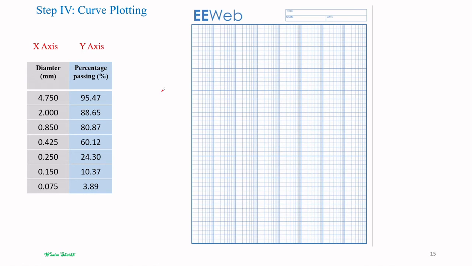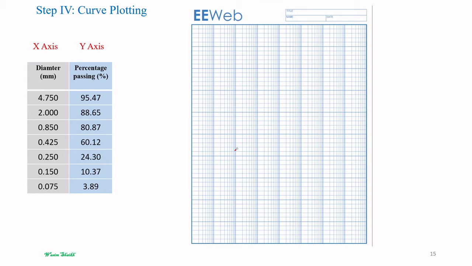Next, so this is what a semi-log paper looks like. And remember, you cannot plot the effective size or particle size distribution curve on your normal graph. You must use a semi-log paper. There are three different types of papers: graph paper, the one you use regularly, and the other one is semi-log, and the third one is log paper.